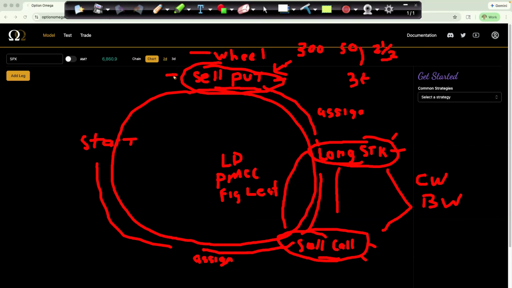But the question is, don't you still have to buy stock if the short put goes in the money? Does everybody understand the question before I answer it? So the question is, if you're short a put, right, you sell a put, don't you still have to buy the stock if it goes below your short strike?